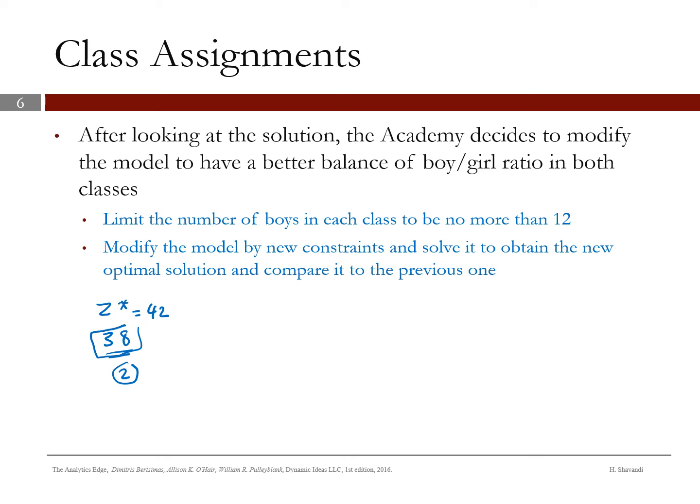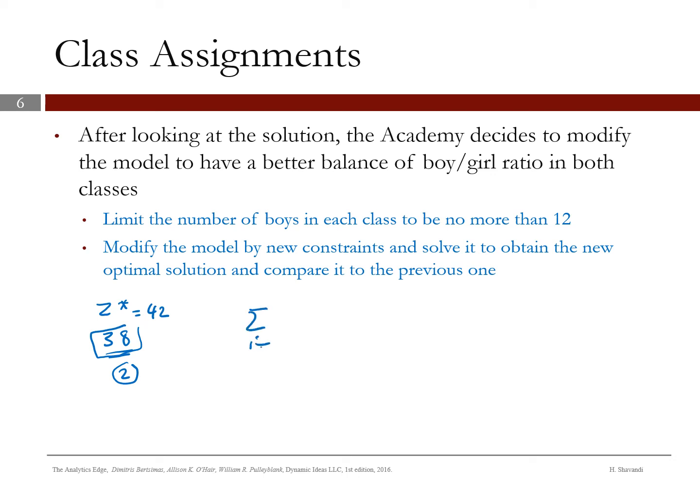Now the management, I mean the school, decides to have a better balance of boy and girl ratio in both classes. So they want to add a constraint that limits the number of boys in each class to be no more than 12. Okay, so if you take a look at our table, we see that the first 23 students are boys and the rest are girls. So because of that, we can add these two constraints.